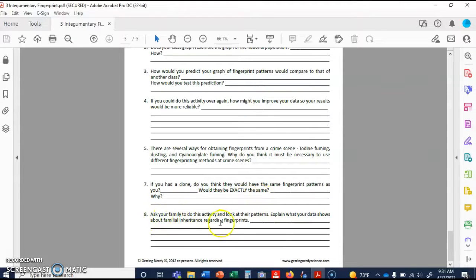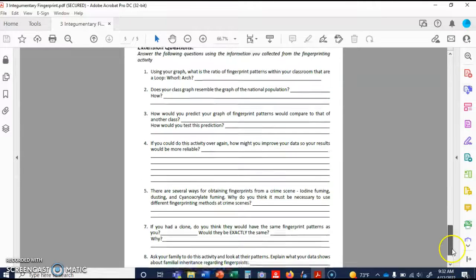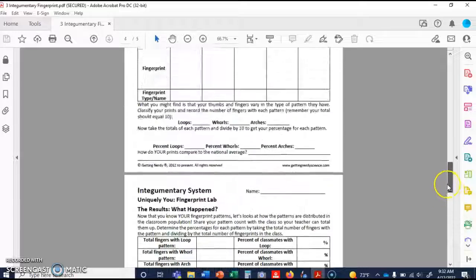And then number eight says, ask your family to do this activity and look at their patterns. Explain what the data shows for familial inheritance. You do not need to do number eight. I'm not sending home kits with everybody. But once you get all of that completed, you'll need to turn that in.